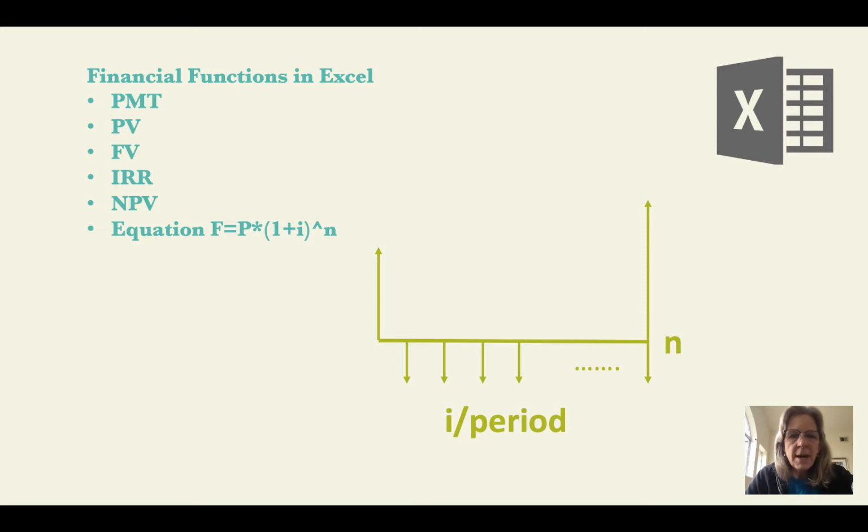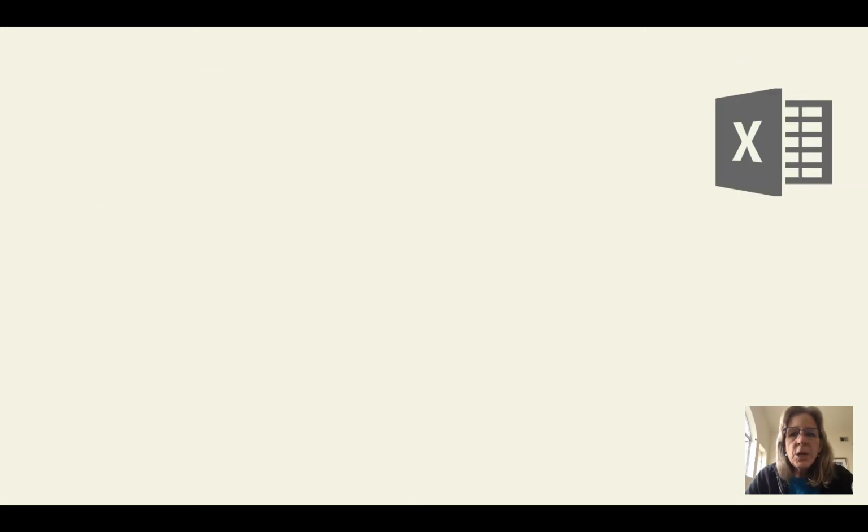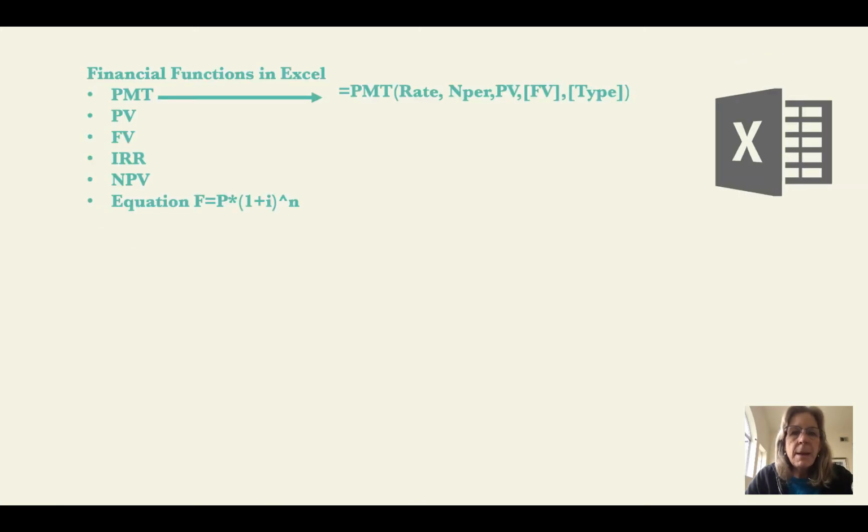engineering economy kinds of topics, we often refer to a timeline, which is called a cash flow diagram, there in green. And so I'm going to be talking about how we use these functions and represent them in that cash flow diagram. So the first one I'm going to talk about is the payment function.